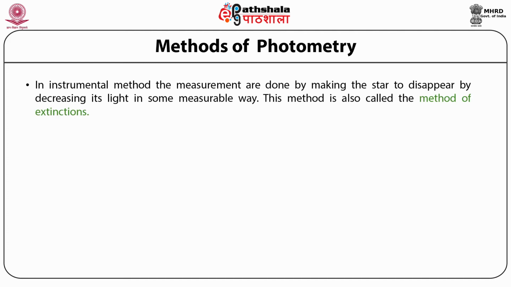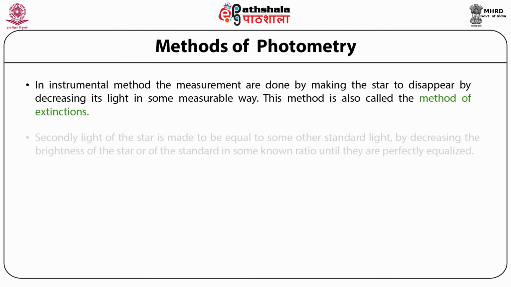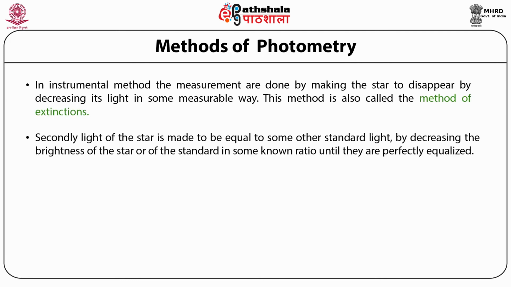While talking about the instrumental details of these telescopes, in the instrument method, the measurements are done by making the star disappear by decreasing its light in some measurable way. This method is also called the method of extinctions. The light of the star is made to be equal to some other standard light by decreasing the brightness of the star or of the standard in some known ratio until they are perfectly equalized.